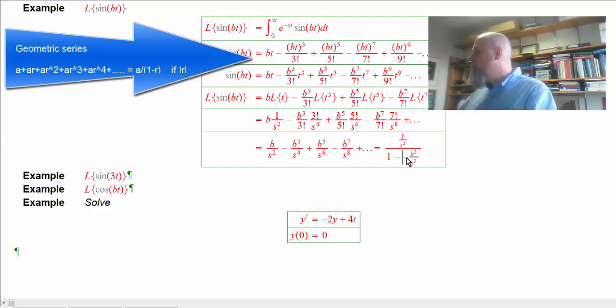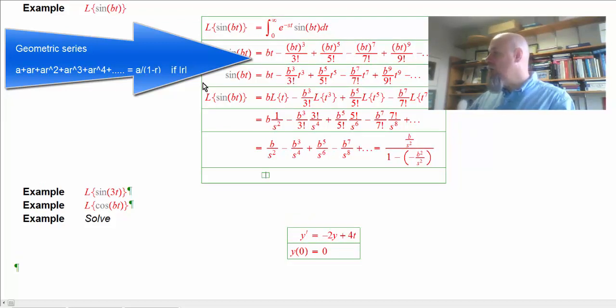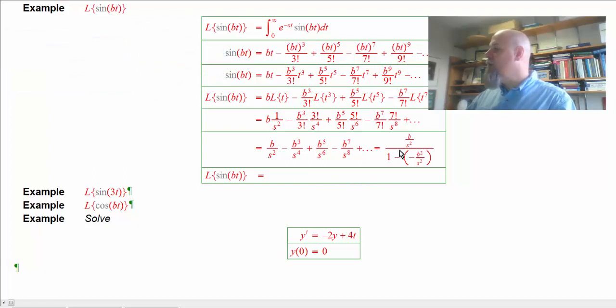So I'm thinking of the rules for a geometric series. A series of a plus ar plus ar squared plus ar cubed plus ar to the fourth, and so on forever, is equal to a over 1 minus r. Take a look at the blue box. So now I've got, oh, I guess we're good. There's the Laplace of sine bt.